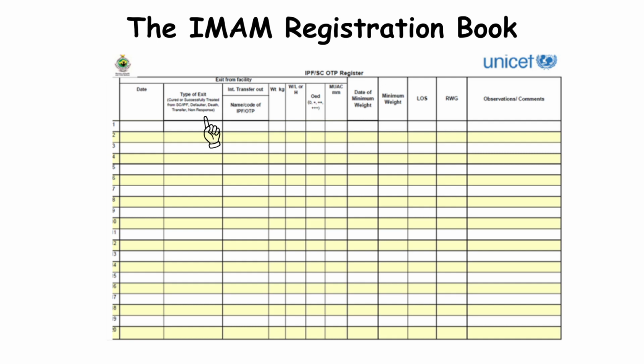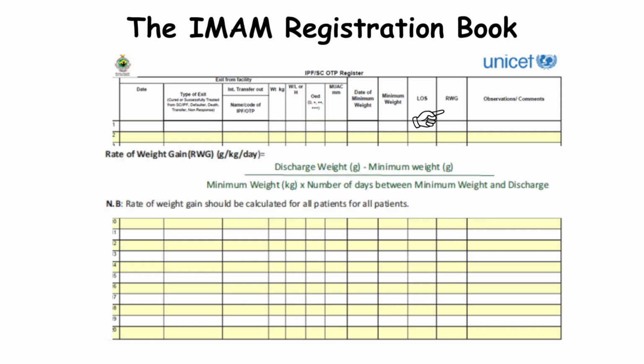Outcome. Indicate whether the child was cured, defaulted, or died as defined by the type of exit or discharge from the stabilization care program. Rate of weight gain. This is calculated using the formula shown here. Rate of weight gain is equal to the discharge weight in grams minus the minimum weight in grams over the minimum weight in kilograms by the number of days between the minimum weight and discharge. Note that the rate of weight gain should be calculated for all patients.